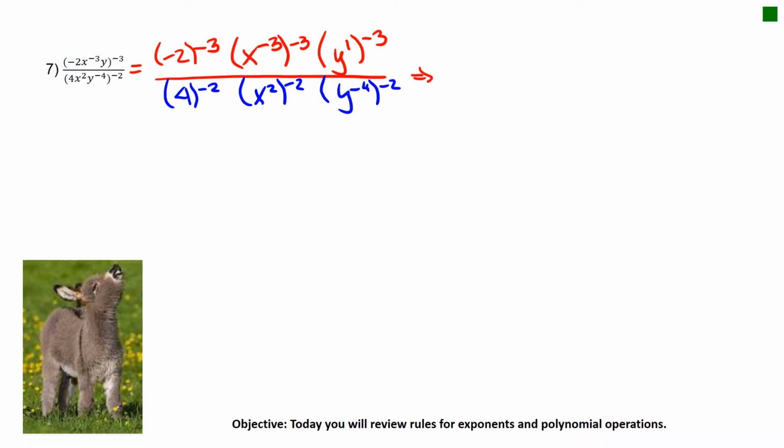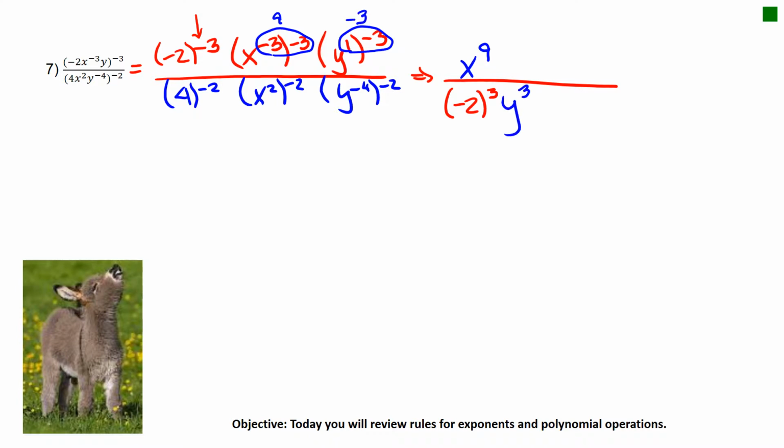Okay? Now, I'm going to take each one and decide if it stays or moves. The only power I have here is a -3, so I'm taking the whole -2, moving it to the bottom, making it positive. On this one, I'm going to multiply. -3 times -3 is a +9, so I'm leaving it up on top. On this one, I'm going to multiply. That gives me a -3, so I'm moving it to the bottom.